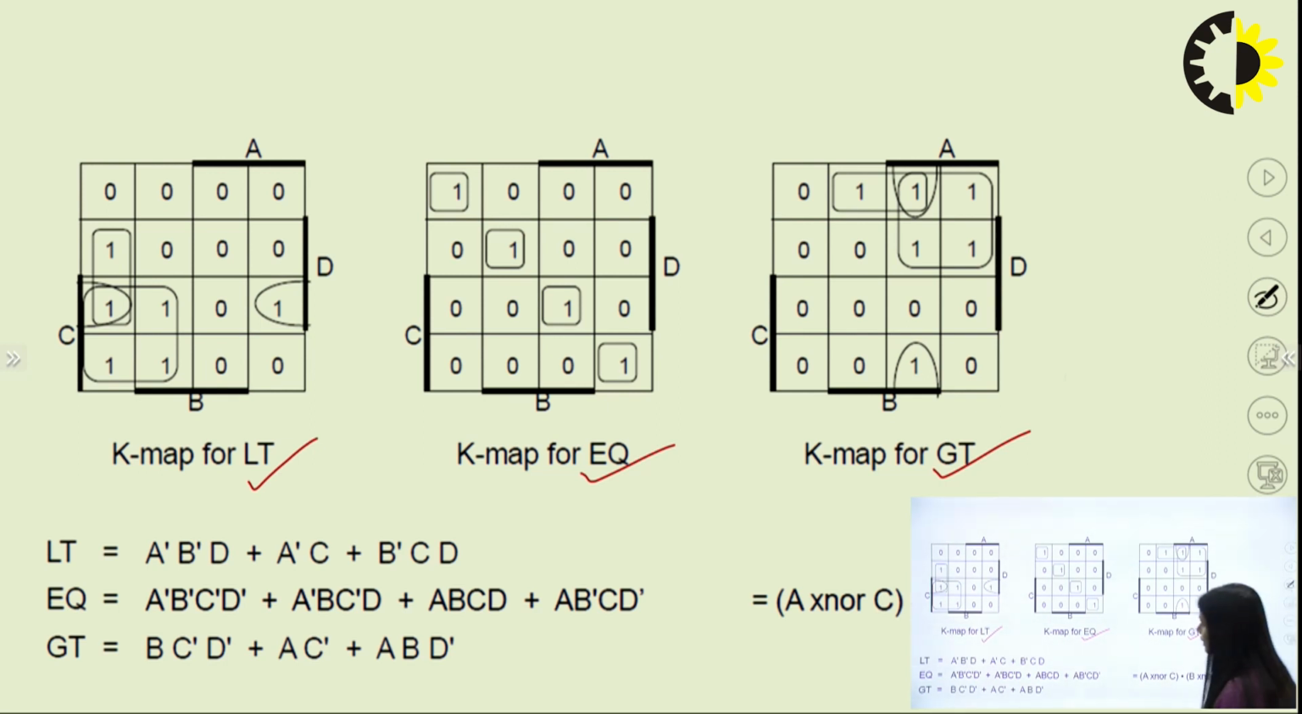The less than will come out to be A bar B bar D plus A bar C plus B bar C D, and equal to will come out to be A XNOR C into B XNOR D. Greater than will come out to be B C bar D bar, A C bar and A B D bar. Okay, so there are 3 outputs and 3 K-maps we have designed.